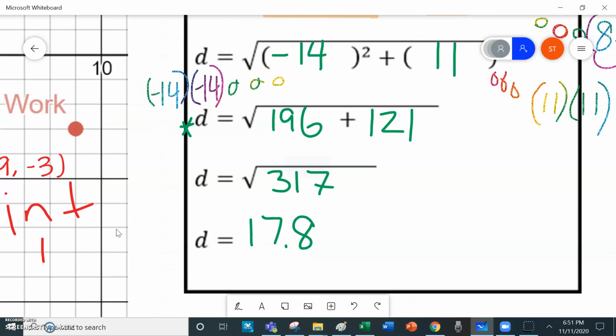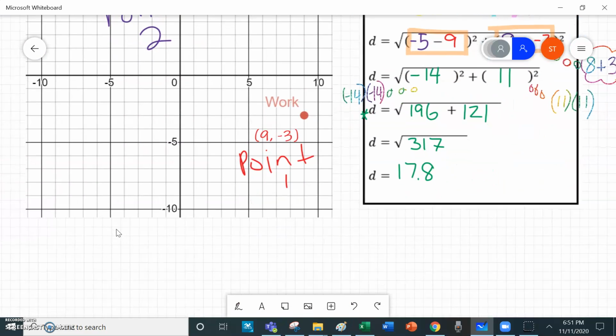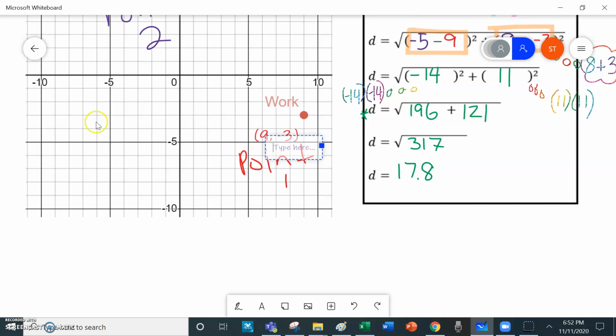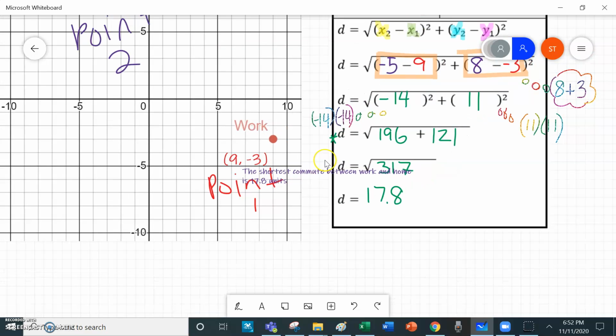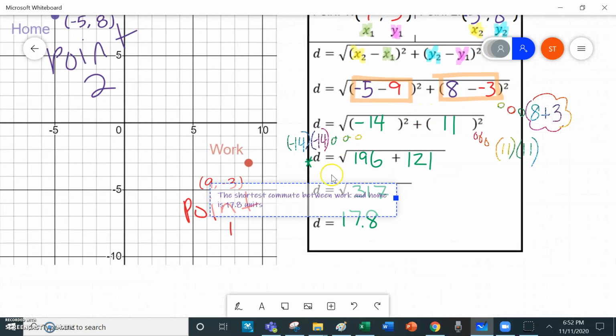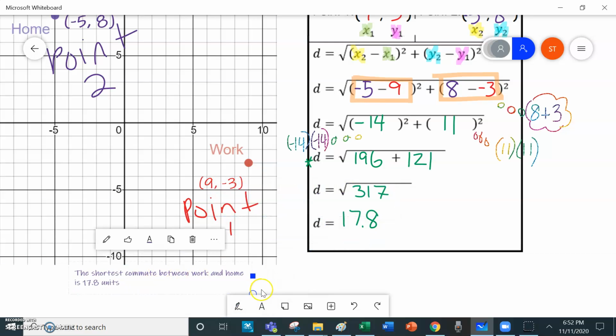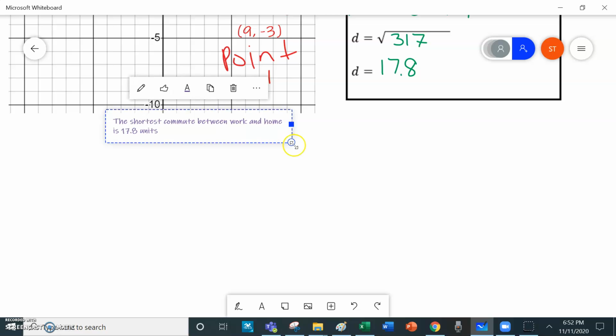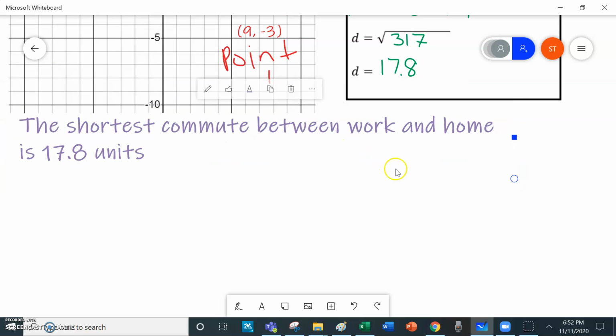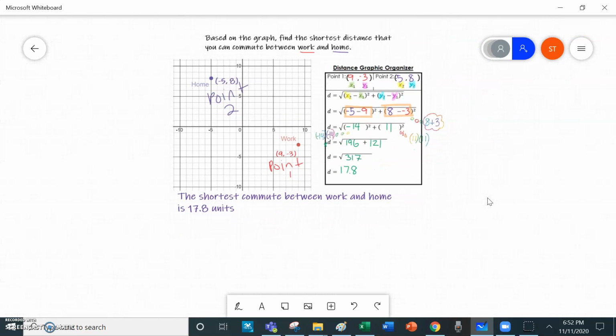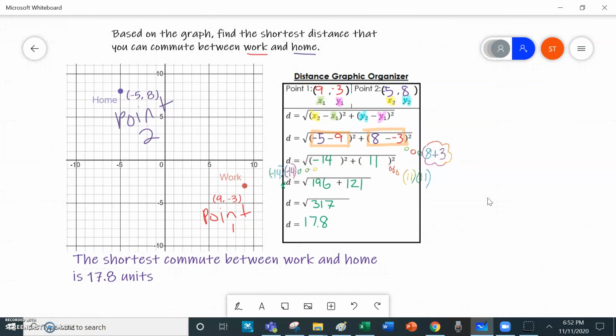Now to answer a word problem, I always want to make sure I answer with a sentence unless told otherwise. So my shortest distance, the shortest commute between work and home is 17.8 units. In this case, it would most likely be miles, but because I wasn't given any instruction as to what the units were, I just keep it as units. And then we can expand this out and see the entire process one more time from the beginning, just as a whole shot. So this is how we use the distance formula.